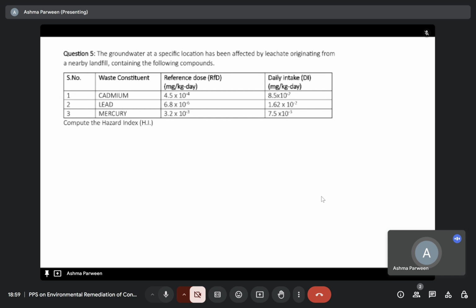So again, I will give you all 3 minutes. Please try to solve this question and write the value which you are getting in the chat box.